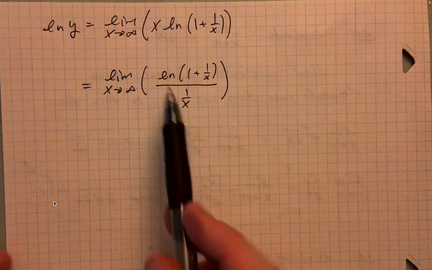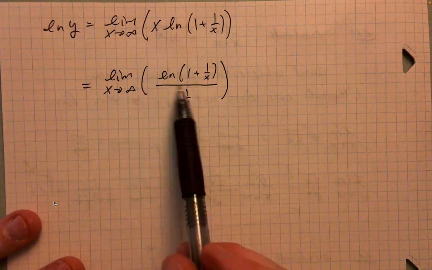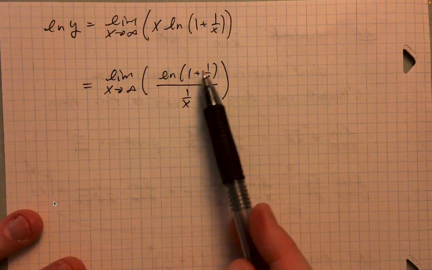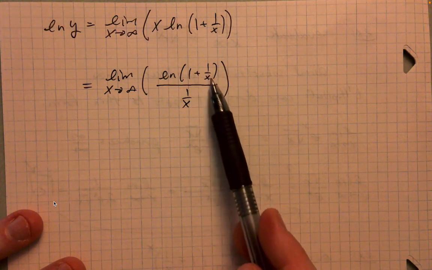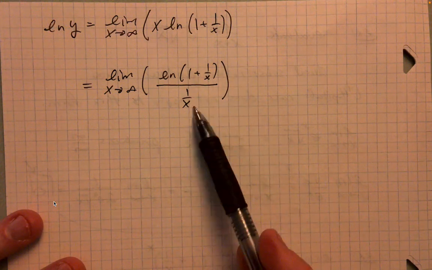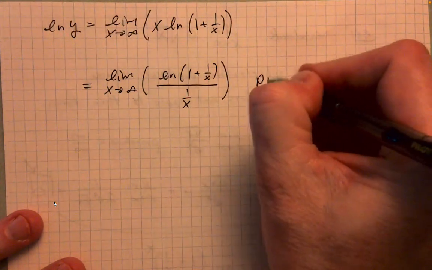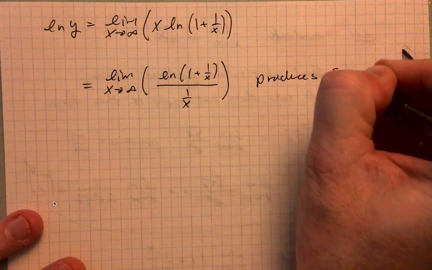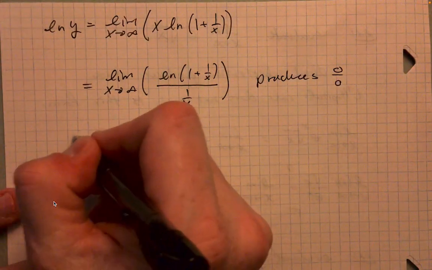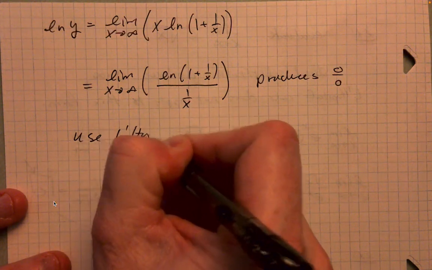Okay, now what happens here is, if you evaluate this directly, you would say this is 1 plus 1 over x, right? And this is all going to 1, which is going to be 0, and this is going to 0 as well. So this produces 0 over 0, which is one of our indeterminate forms. So that means we can use L'Hopital's rule.